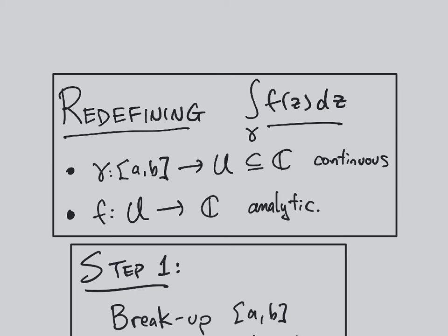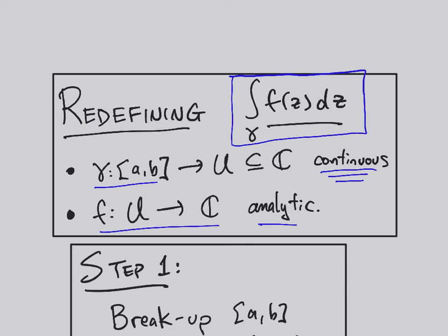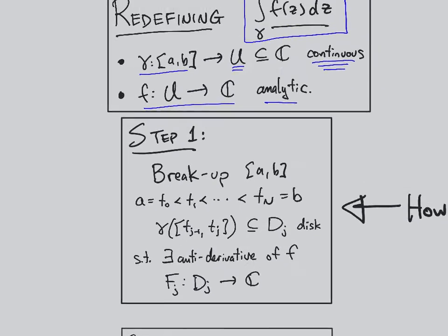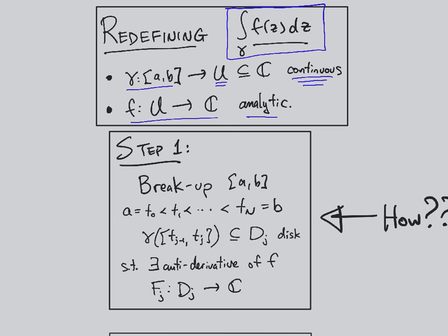Okay, so now let's talk about how we define line integrals of analytic one forms for merely continuous functions in a way that's consistent with the way we did it for piecewise C1 curves. So we have gamma, just a continuous curve, and f, an analytic function on U. And so step one is just like what we did with 1 over z.